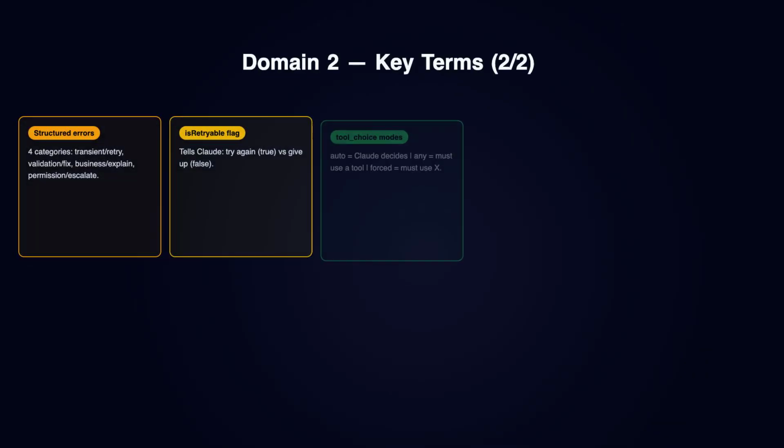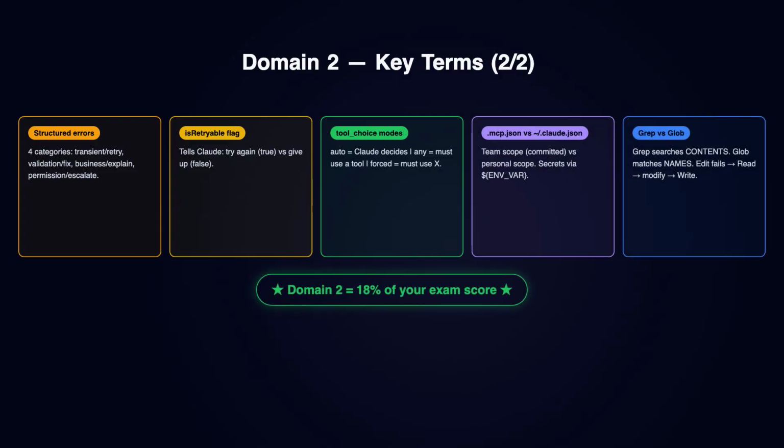Structured errors: 4 categories, each with the right agent behavior. is_retriable is the single most important field in an error response. Tool choice: auto lets Claude decide, any forces some tool, forced forces a specific one. .mcp.json versus ~/.claude.json: team scope versus personal scope. And grep versus glob: contents versus names, with edit failure falling back to read, modify, write.